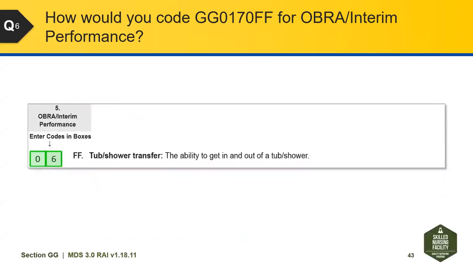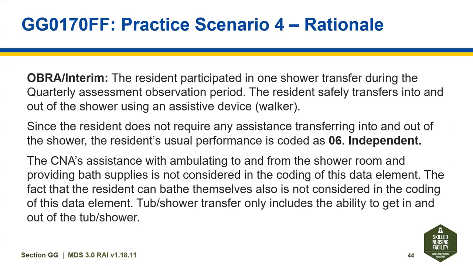So those of you who picked 06 would be correct. And let's take a look at the reason why. For OBRA interim, the resident participated in 1 shower transfer during the quarterly assessment observation period. The resident safely transfers into and out of the shower using an assistive device, a walker. And since the resident does not require any assistance transferring into and out of the shower, the resident's usual performance is coded as 06 or independent.